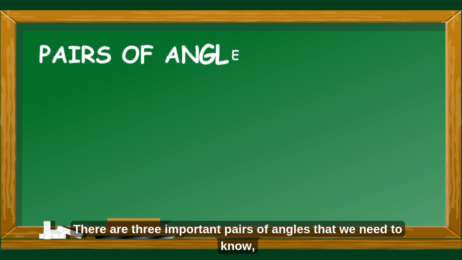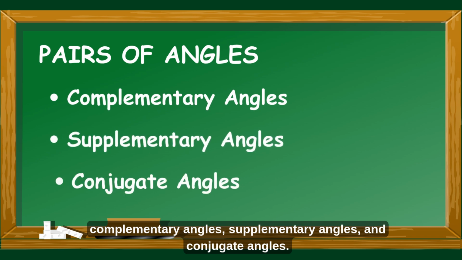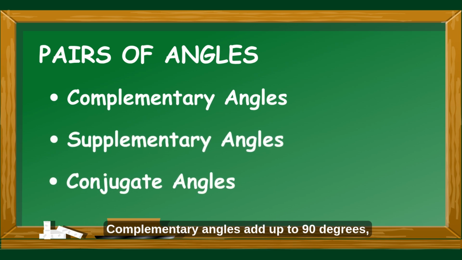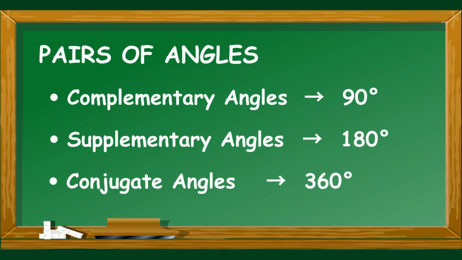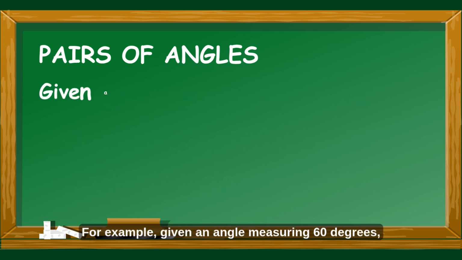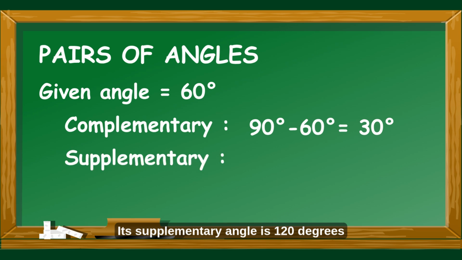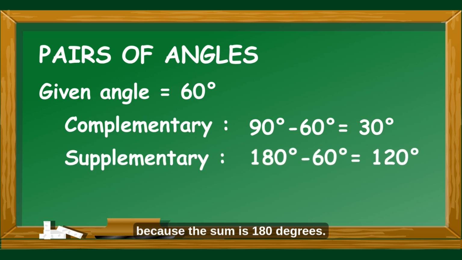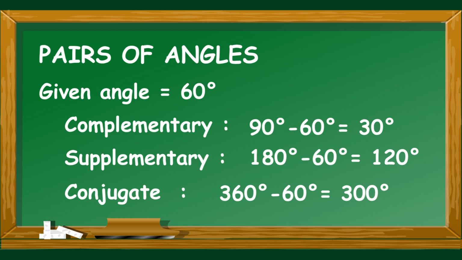There are three important pairs of angles that we need to know: complementary angles, supplementary angles, and conjugate angles. Complementary angles add up to 90 degrees, supplementary angles add up to 180 degrees, and conjugate angles add up to 360 degrees. For example, given an angle measuring 60 degrees, its complementary angle is 30 degrees because the sum is 90 degrees. Its supplementary angle is 120 degrees because the sum is 180 degrees. Meanwhile, its conjugate angle is 300 degrees because the sum is 360 degrees.